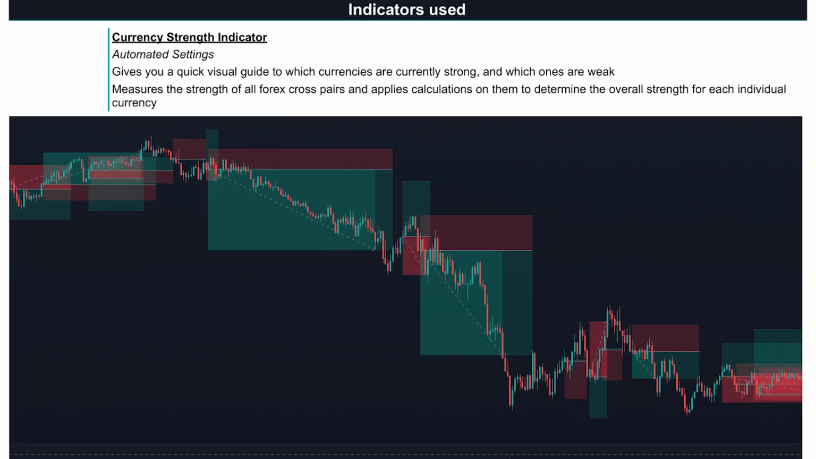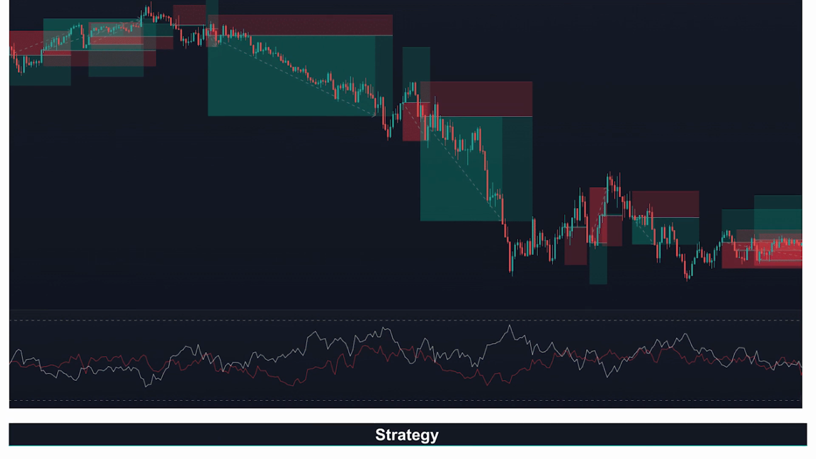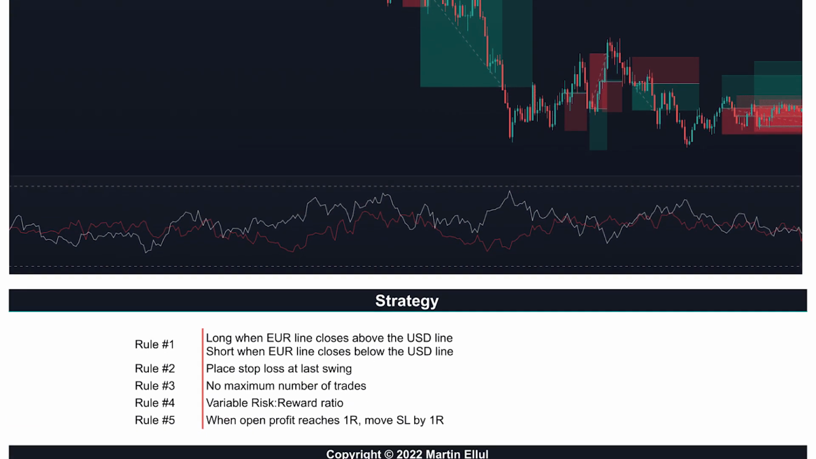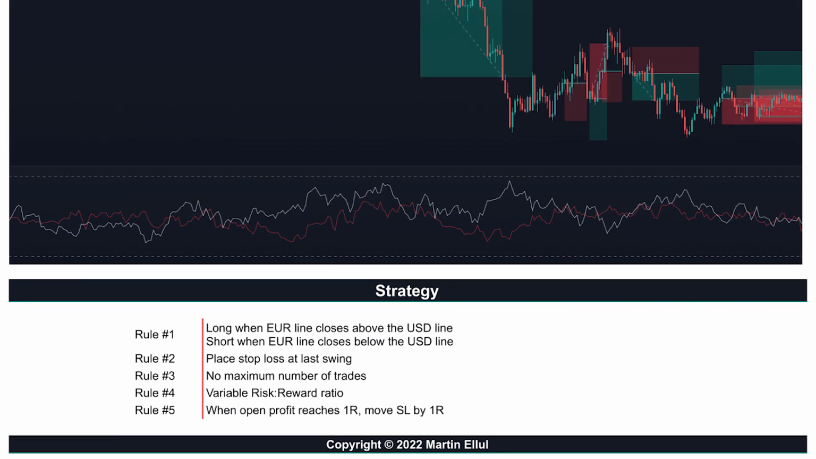So this strategy is based on the 5-minute time frame on Euro USD. So here's the strategy. We go long when the Euro line slope closes above the USD line, and we go short when the Euro line slope closes below the USD line. And this is based on the fact that we are trading on Euro USD.